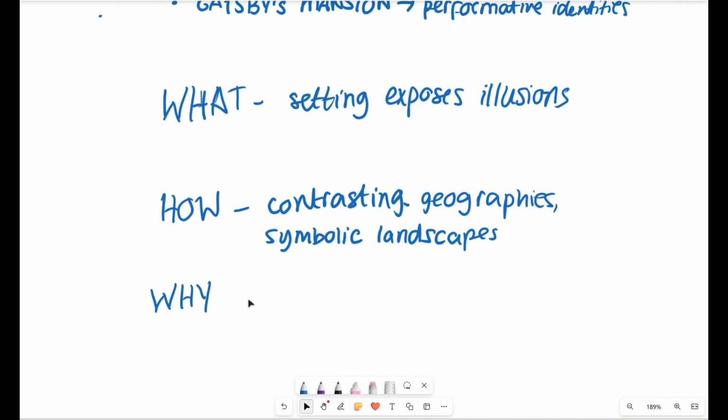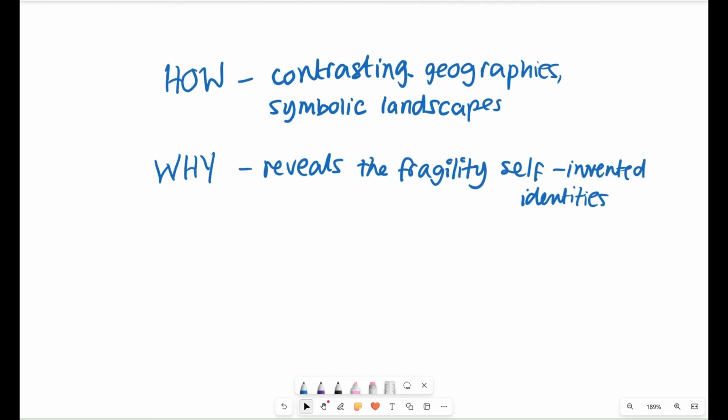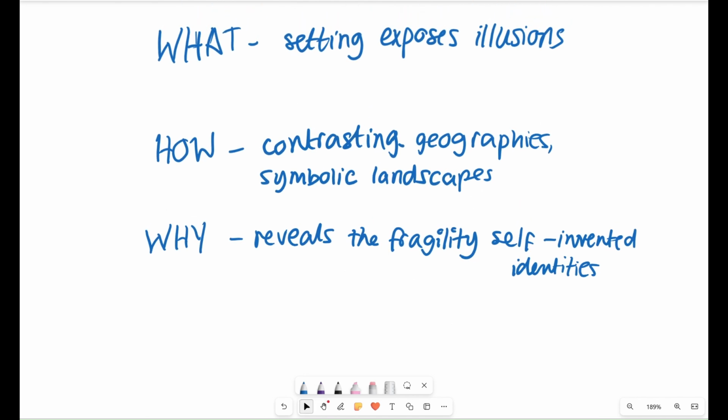He reveals the fragility. You could say he reveals the superficiality. You could say basically whatever you want. I'm going to talk about how he reveals the fragility of self-invented identities. I can't write today. Cool. So let's type this up into a proper thesis statement. It might need a little bit of cleaning up, but I think we could do it. Okay, so let's try type one up here.